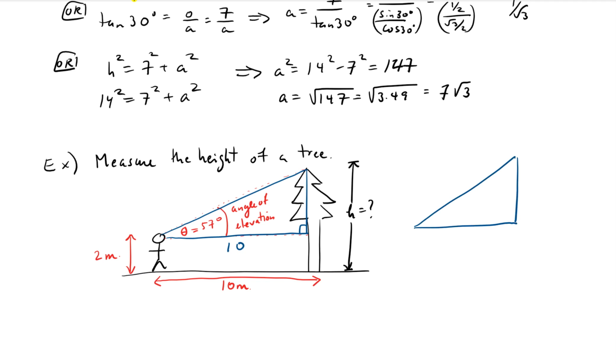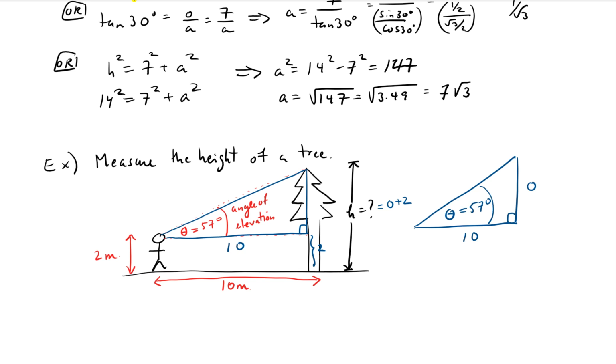One side that we really want is the opposite side here to theta. Okay, and to get the height here, I would actually add the opposite side with 2, right? Because this is 2. So all I need is O here on this triangle for an angle of 57 degrees, and I know that this is 10.